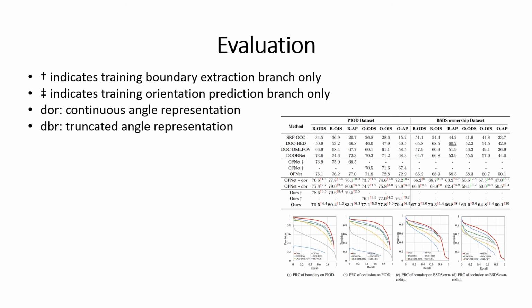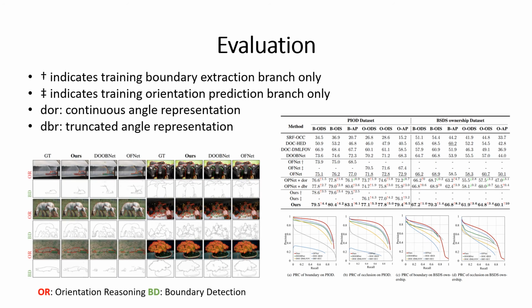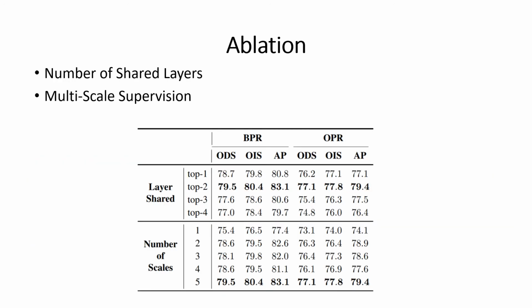Experiments show that our multitask method surpasses state-of-the-art OFNet consistently on both boundary detection and occlusion orientation prediction subtasks. Clearer object boundaries and more accurate orientations can also be seen on visualized images. To verify our architecture design principle, we did an ablation study on the number of shared layers and number of supervision scales. We found that sharing the top 2 layers achieves the best boundary detection and orientation prediction results, validating our motivation to utilize the limited coupling between the two subtasks. The multi-scale supervision also plays an important role in experiments.